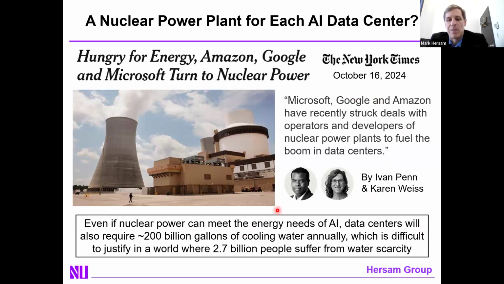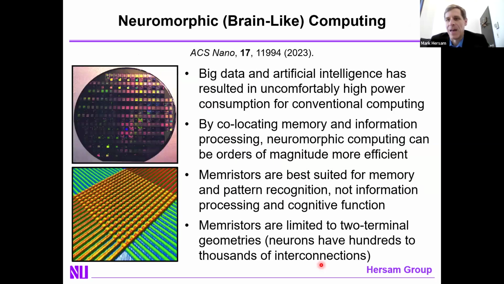But even in that scenario, these data centers are going to be dissipating lots of heat, and that's going to require hundreds of billions of gallons of cooling water annually, which I would contend is difficult to justify in a world where 2.7 billion people suffer from water scarcity. However you slice it, what we need is either to come up with radically different software solutions or different hardware platforms on which to run AI. In our lab, we focus on the latter strategy.